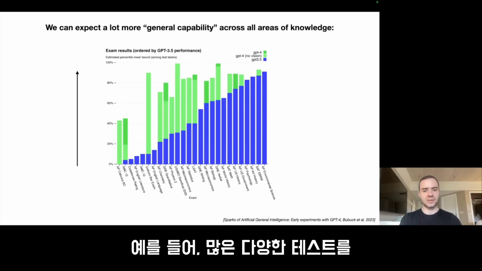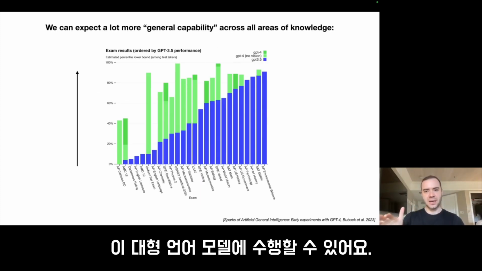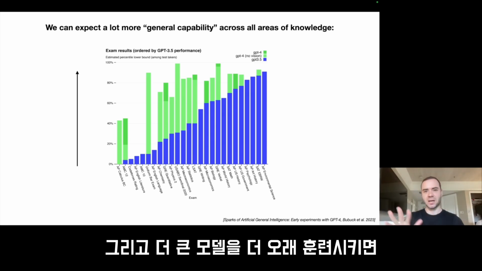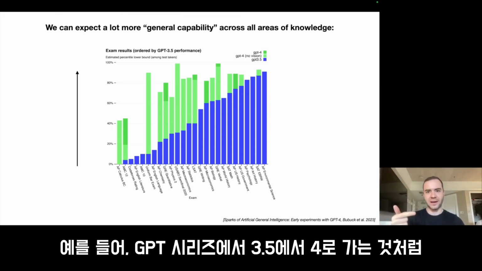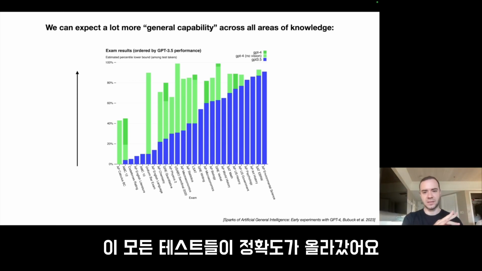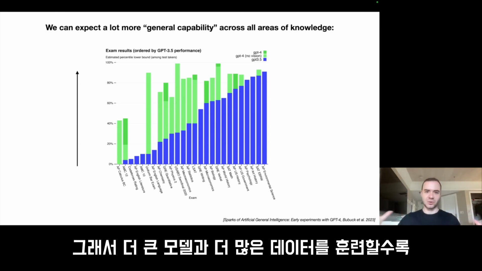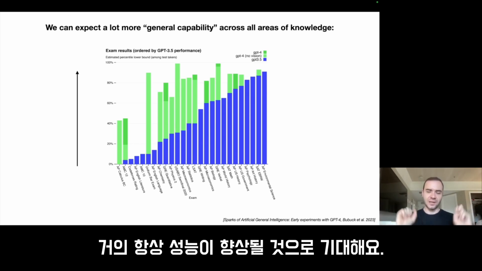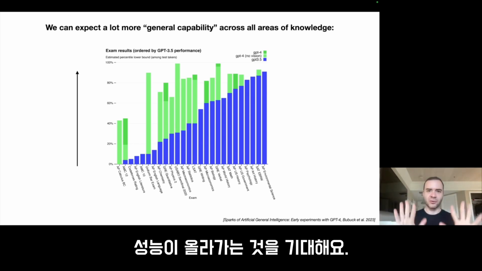So, for example, you can administer a lot of different tests to these large language models, and you see that if you train a bigger model for longer, for example, going from 3.5 to 4 in the GPT series, all of these tests improve in accuracy. And so as we train bigger models and more data, we just expect almost for free the performance to rise.